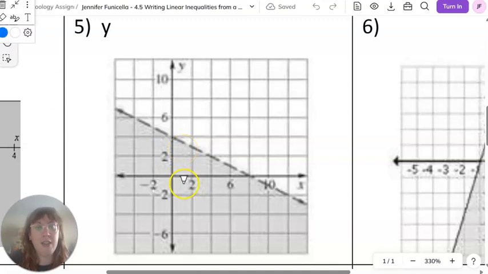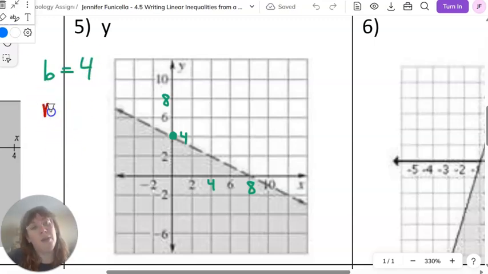Question 5, we see our y-intercept here. Be careful with how this graph is labeled. Notice it's going up by 2s. 2, blank, 6, blank, 10. So this is actually a y-intercept of 4, right? This would be 8. It's increasing by 2s. Same thing down here, increasing by 2. So our y-intercept is 4.